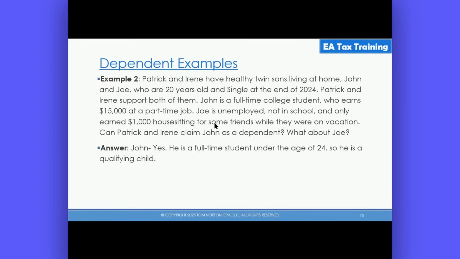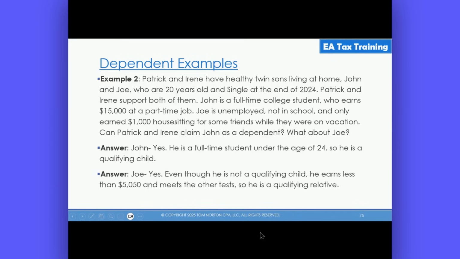Then they have to have provided more than half his support. They did that. He cannot have more than $5,050 of gross income. We only had $1,000. So sounds to me like he does count as a qualifying relative, and that is the answer. They can claim him as a dependent because even though he's not a qualifying child, he is a qualifying relative. So you will want to remember two tests, qualifying child and qualifying relative. If they meet either of those, then they can be a dependent.